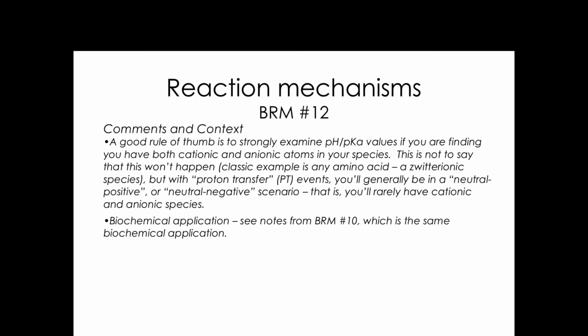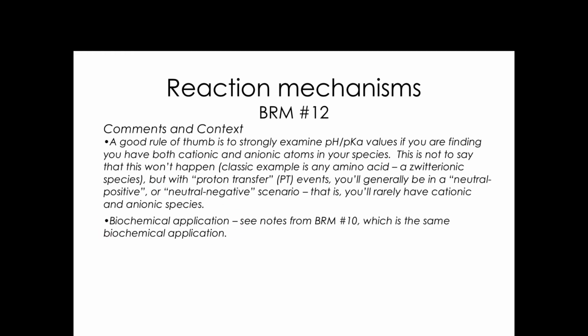And so again, this is kind of what we're talking about here. When we're doing this examination of pH and pKa values, think about whether or not you're going to really be effectively having cationic and anionic species in your mechanism. We just talked about the example with the zwitterionic amino acid, and that's a classic case where we are going to have both positive and negative charges. But generally, when we're doing these proton transfer events, consider yourself either being in a neutral positive environment if you're more acidic, or a neutral negative scenario if you're more basic. You're rarely going to have both cations and anions when you're doing these proton transfer events.